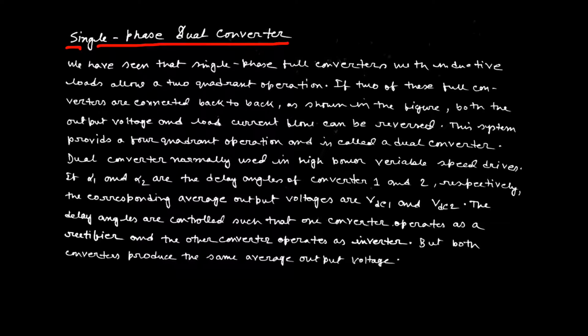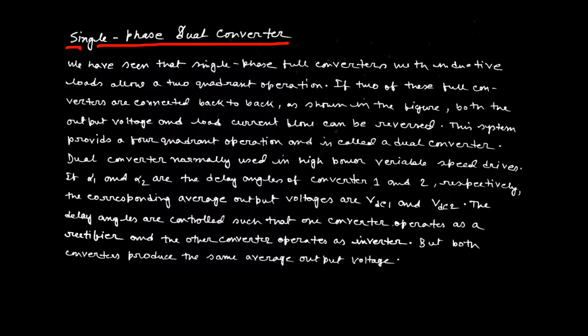Okay. So, if two of this type of full converter are connected back to back as shown in the next figure, both the output voltage and the load current can be reversed. This system provides 4-quadrant operation and is called a dual converter. Dual converter is normally used in high power variable speed drives.